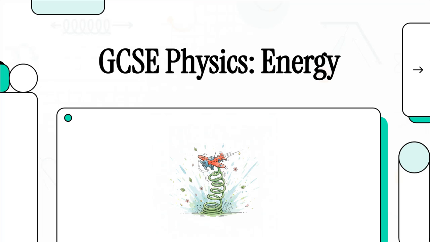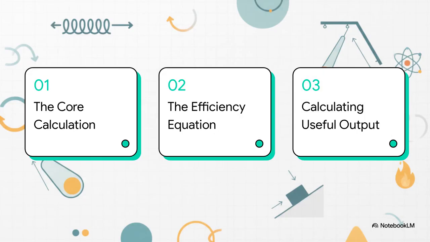All right, let's break down a fantastic question from the June 2022 GCSE Physics paper. It's a classic problem, and it's all about a toy airplane, a spring, and the, honestly, beautiful physics of energy transfer. So here's how we're going to tackle this. We're going to split it into three simple parts.